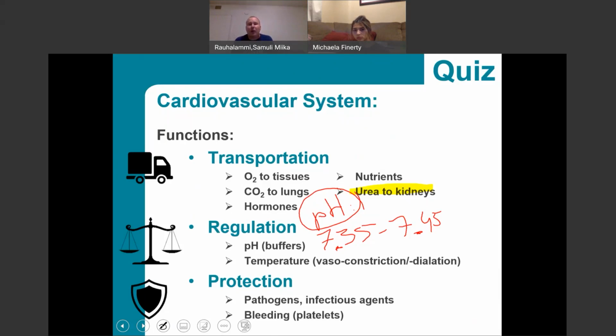There were two things on the quiz as well that go under protection. So I think maybe three things. Blood helps us to protect against pathogens, against infectious agents, and it also protects us against bleeding. That was the platelets, the function of platelets. They help us to form a clot or a scab, or I'm thinking what other names we can have for it. And we'll talk about the platelets and the scab formation a little bit today.